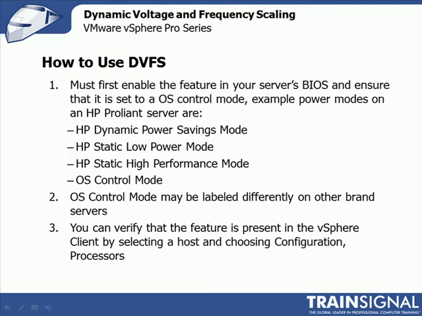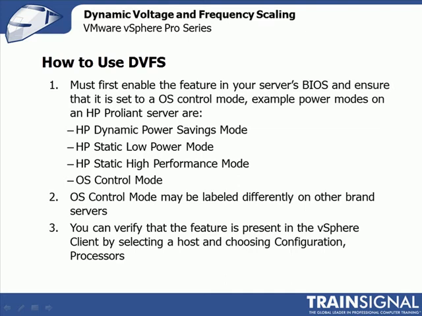Before you can use DVFS, you need to enable it in the server's BIOS. How to do this will vary from server to server, but will typically be labeled Power Regulator, Demand-Based Switching, PowerNow, or SpeedStep. For HP servers, it is labeled Power Regulator for ProLiant and is listed under System Options in the BIOS. On an HP ProLiant DL385 G6, you will see there are 4 modes listed in the BIOS for Power Regulator for ProLiant.